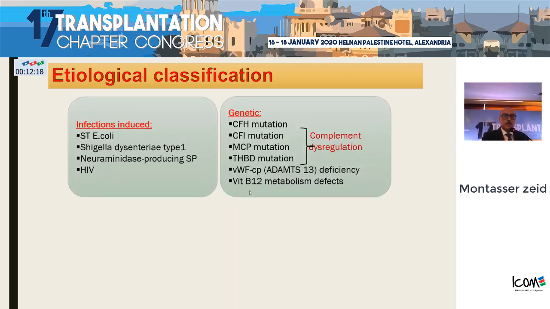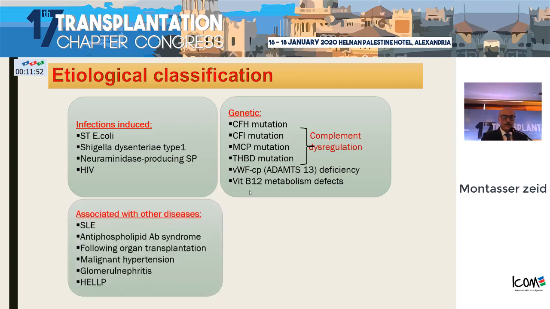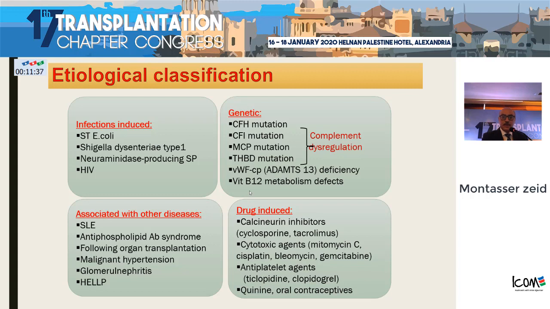We have an etiological classification of atypical hemolytic uremic syndrome, which may be genetic: complement factor H mutation, complement factor I mutation, membrane cofactor protein, thrombomodulin mutation, von Willebrand factor deficiency, ADAMTS13 deficiency; or infection induced by Shiga toxin E. coli, Shigella dysenteriae, HIV infection; or associated with other diseases such as systemic lupus, antiphospholipid antibody syndrome, following organ transplantation, malignant hypertension, glomerulonephritis or HELLP syndrome; and drug-induced, as in calcineurin inhibitors, cyclosporin or tacrolimus, cytotoxic agents, mitomycin C or cisplatin, antiplatelets, ticlopidine or clopidogrel, quinine, or oral contraceptives.